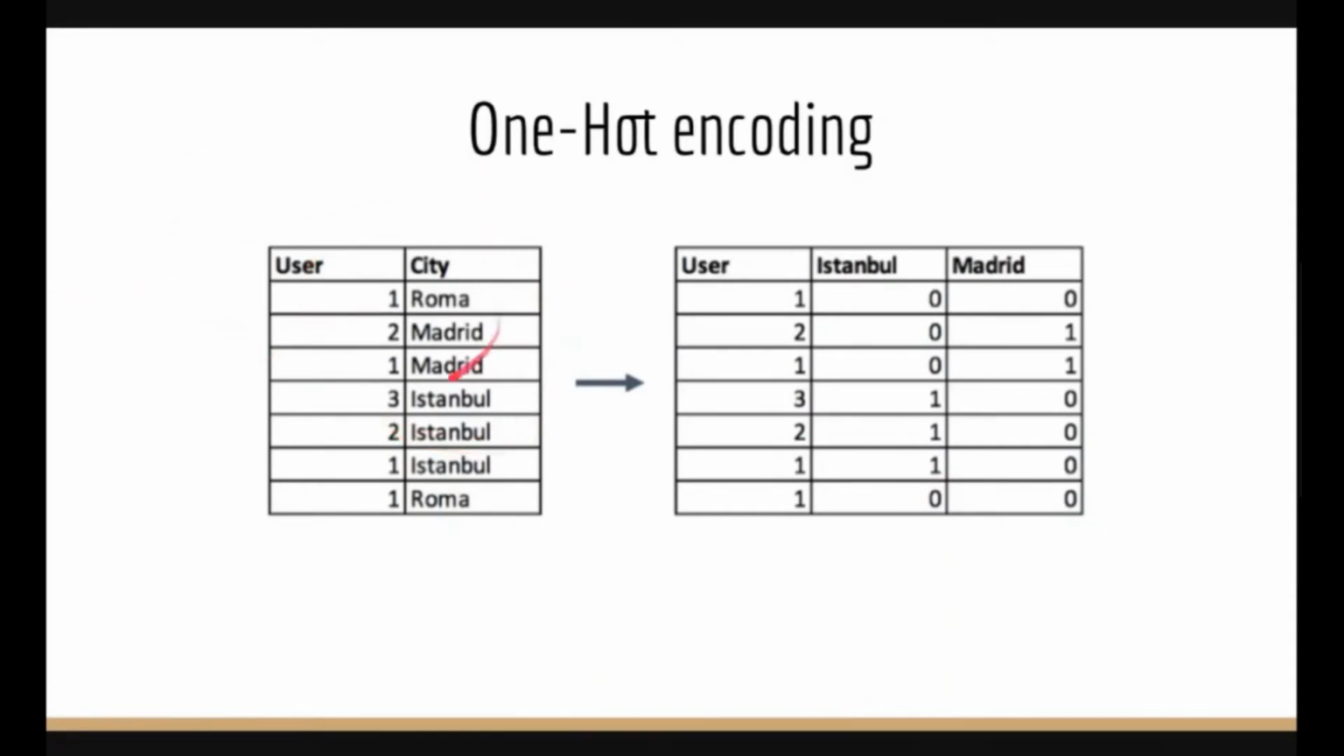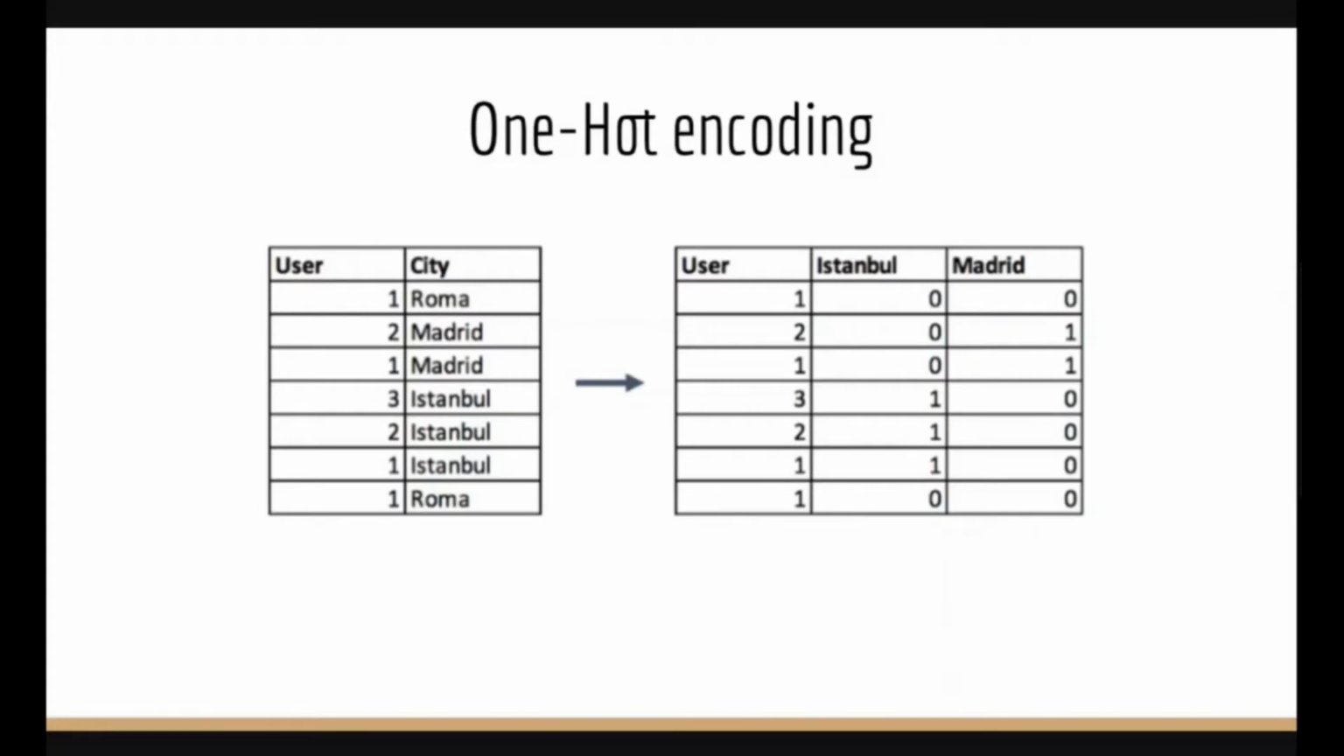Let's consider this table. Here in this table, the column city represents a categorical variable, and it is difficult to use in machine learning. So what we can do is convert this city column into numerical or integer values. There are several techniques, and one of the most common is one hot encoding.